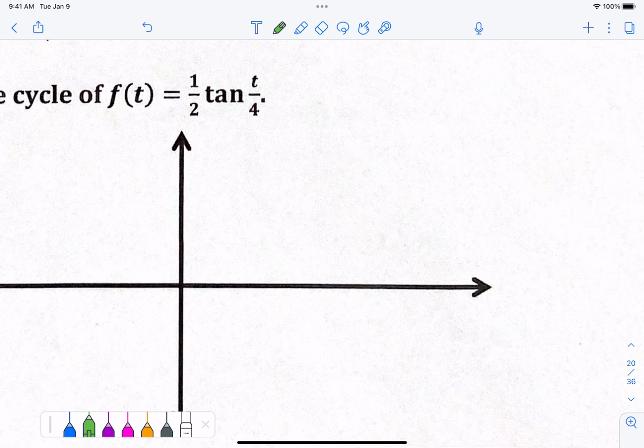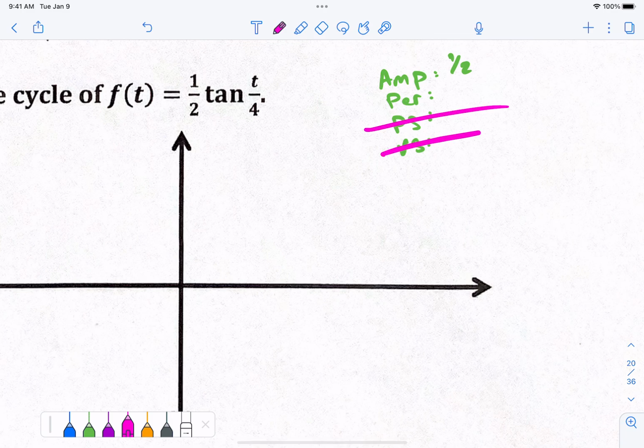All right, tangent. I'm still going to list out amplitude, period, phase shift, and vertical shift. Okay, the amplitude is 1/2. What are we missing, A, B, C, or D? We have no C and no D, which means phase shift and vertical shift are done. We just have to do those two.